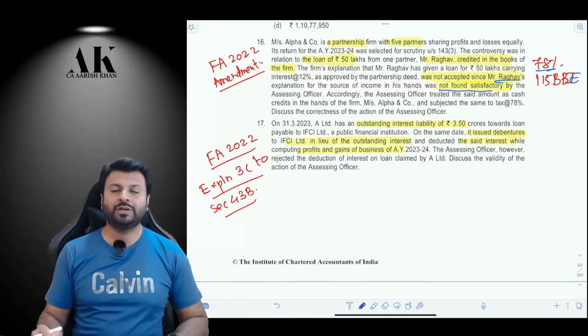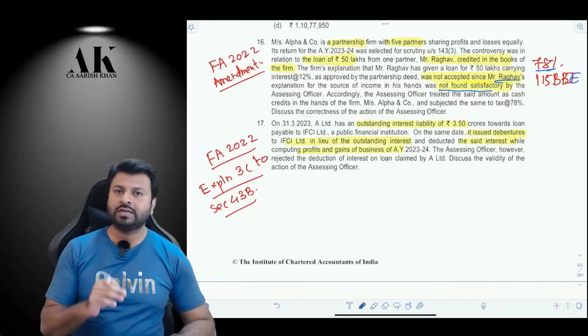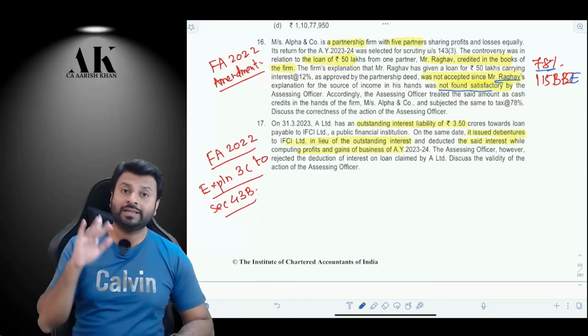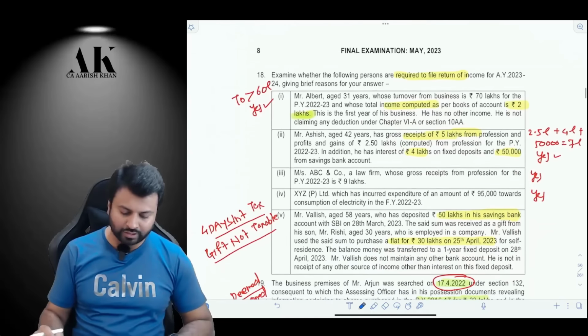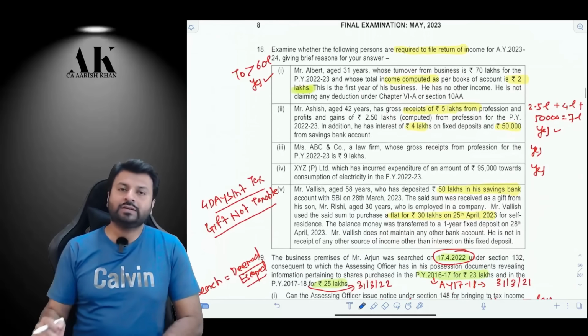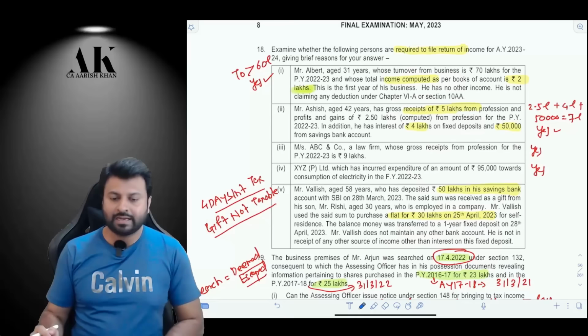This is the amendment which is made by Finance Act 2022. So in this question, the assessee is taking a loan from a financial institution and converting the outstanding interest into a new debenture. That will not be allowed as deduction unless and until it is actually paid to the bank or financial institution. Okay, so this is what this question is all about. Now, question number 18 has 5 different parts which say that you have to identify whether the assessee is liable to file the return or not.